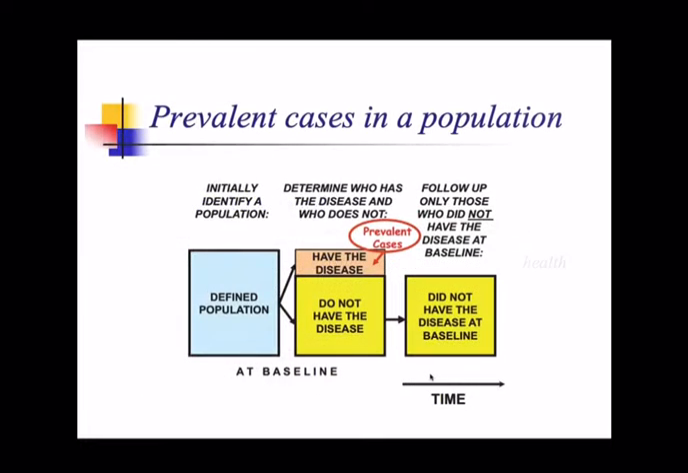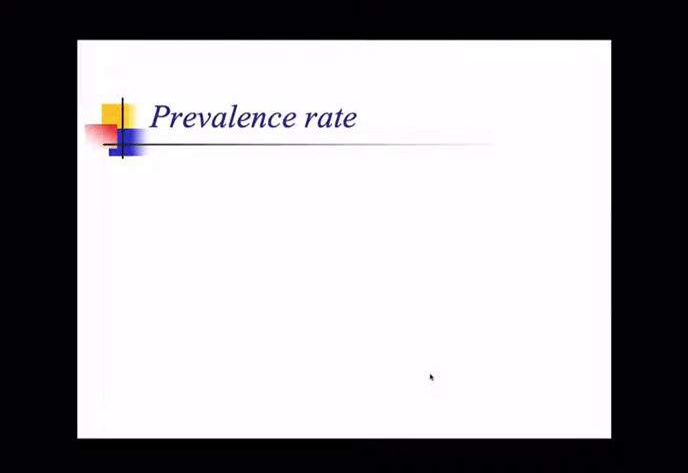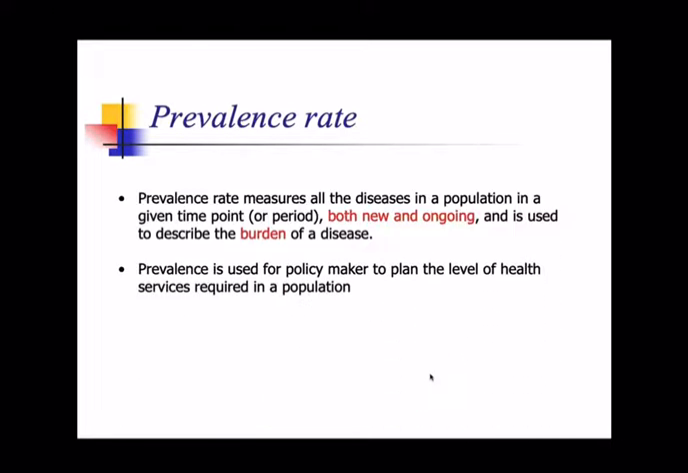This graph shows how to define prevalent cases in a population. Those who already had the disease at the baseline are called prevalent cases. Prevalence rate measures all the disease in a population at a given time point or period, both new and ongoing, and is used to describe the burden of a disease. So it is helpful for policymakers to plan the level of health services required in a population.